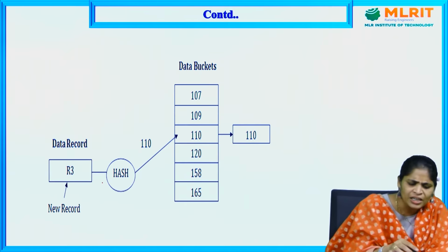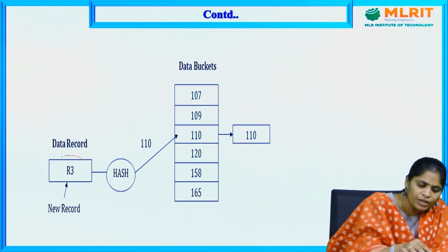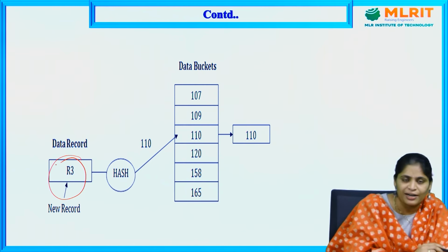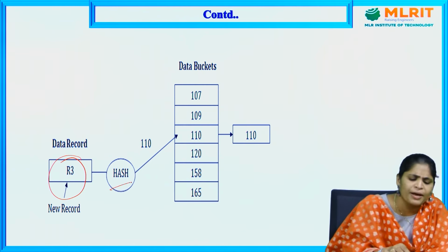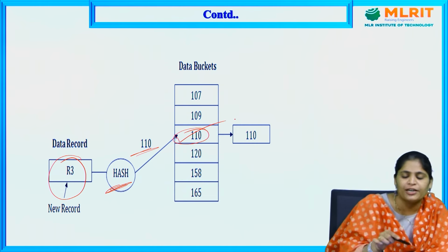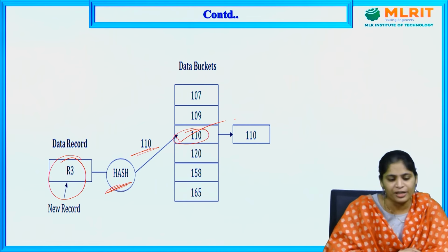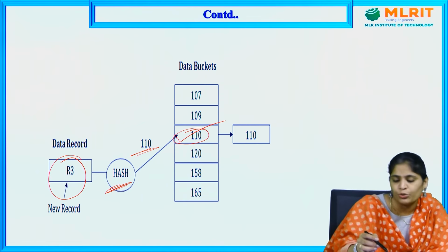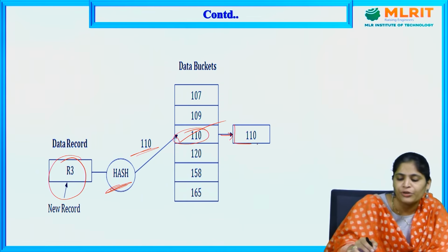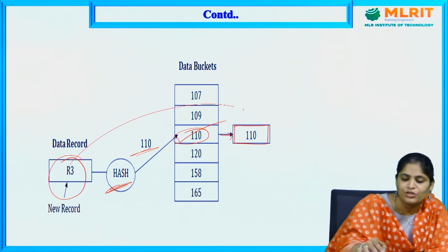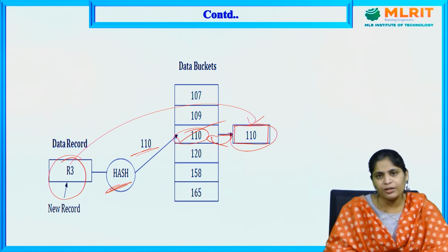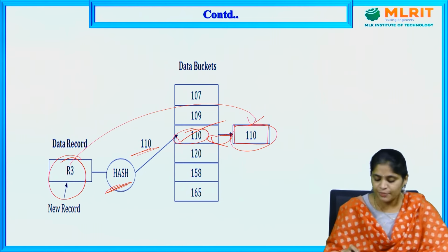Let us deal with this with a simple example. If I want to place the new record R3 by using some hash function which generates 110, and 110 has already been filled, then what should I do? I create a new node, fill this new record in this particular new node, and link this new node to the previous one. This is what closed hashing is meant for.